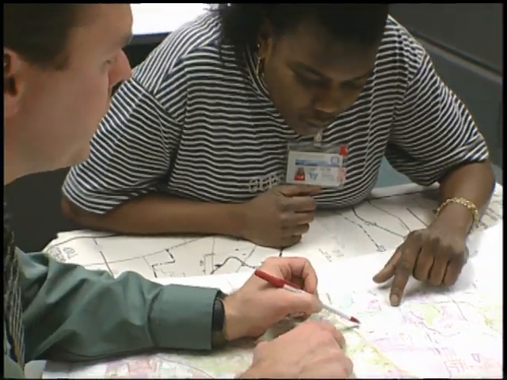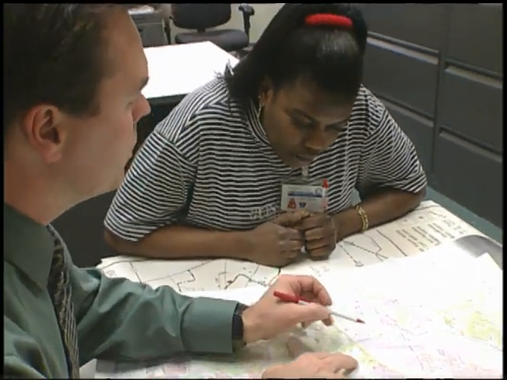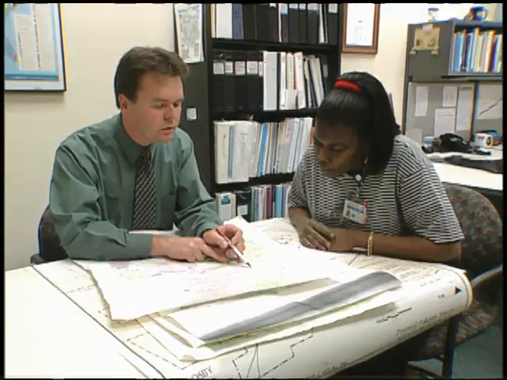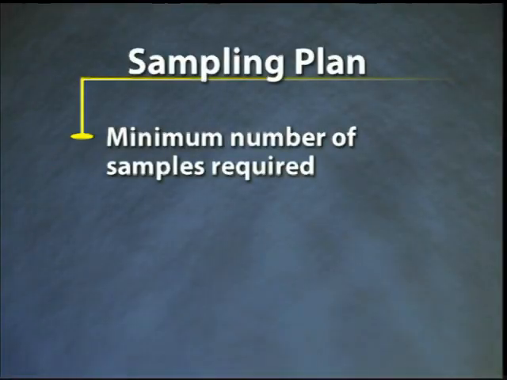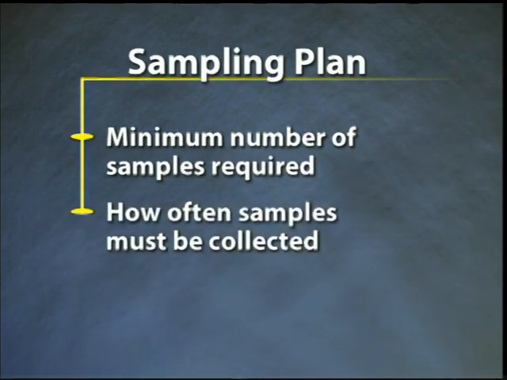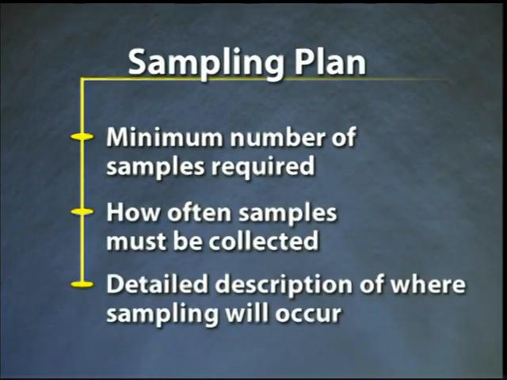The TCR also requires every public water system to develop a written sampling plan that is subject to state approval. The plan includes the minimum number of samples required, how often the samples must be collected, and a detailed description of where sampling will occur.